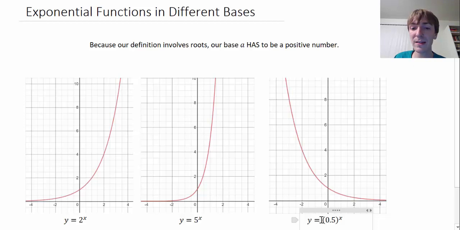So if I plug in something like 0.5 to the x, then actually instead of something that grows, I get something that decreases, right? So the first two are increasing functions. This one is a decreasing function. And that's because as I'm taking powers of 1/2 or 0.5, I'm getting smaller, right? As I take higher and higher powers of that number. Okay. So a pretty simple reason, but it does change the graph.